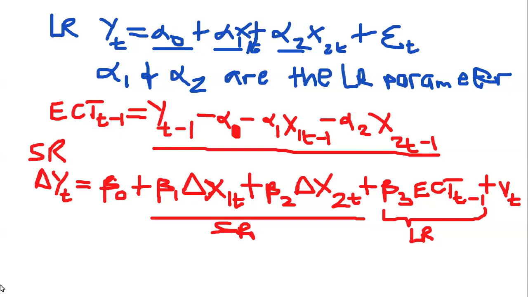So how do we test for co-integration? I said to test for co-integration, you need to generate the errors from your long-run equation, and those errors are supposed to be lagged ones. This is the equation that helps you to generate the lagged errors, which is given by yt lagged once minus alpha 0 minus alpha 1 x1t lagged once minus alpha 2 x2t lagged once. So this is what gives you the errors, and it is these errors that you use to test for co-integration.